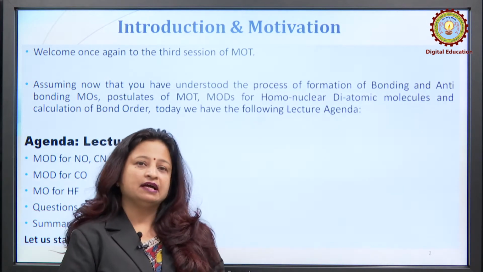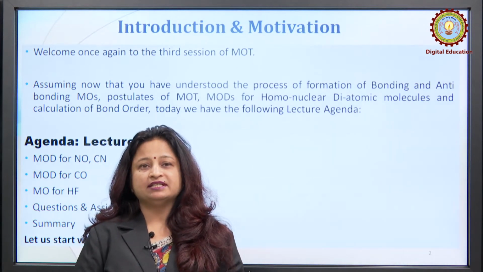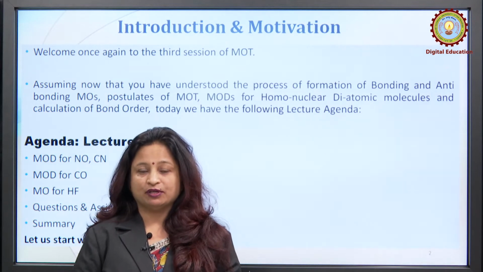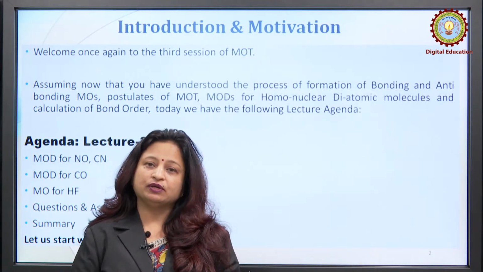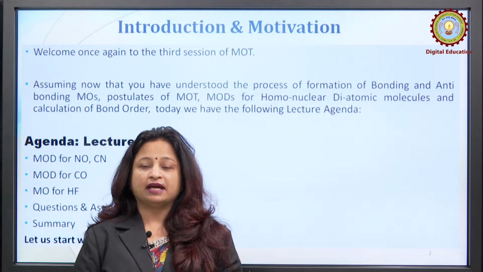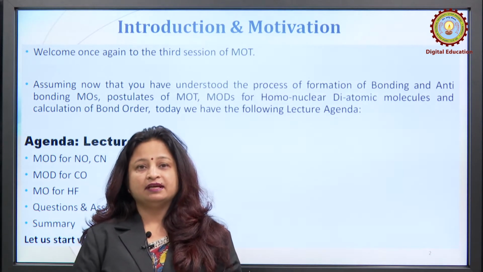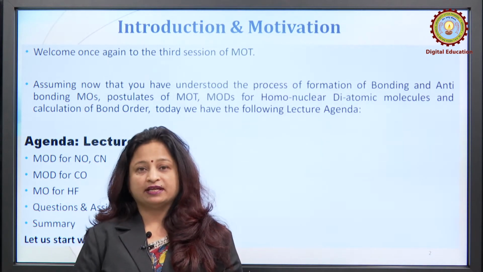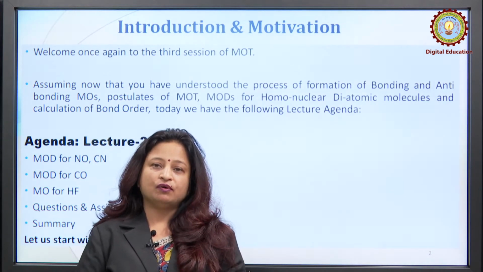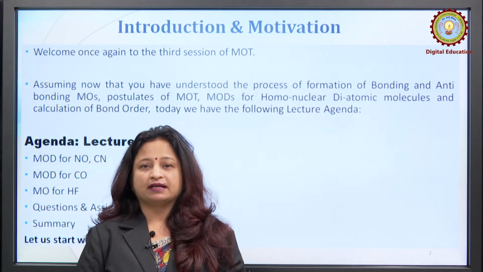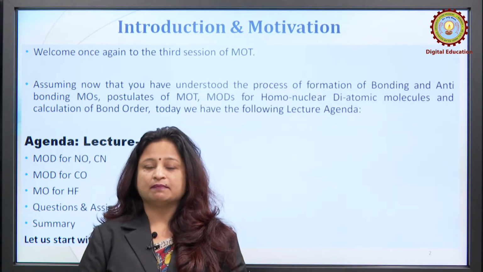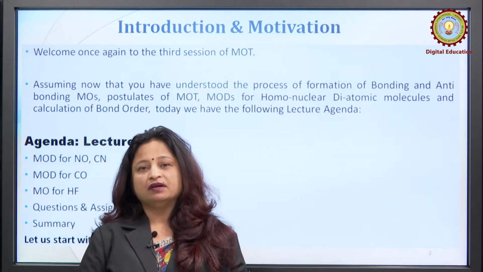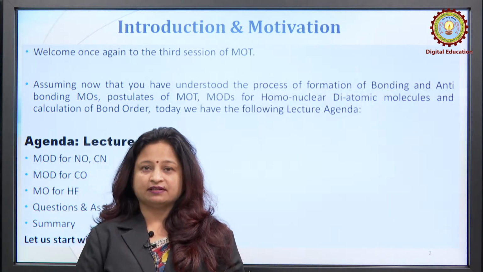You can see here that this lecture would contain molecular orbital diagrams for various heteronuclear diatomic molecules. Amongst various heteronuclear diatomic molecules, it may be nitric oxide, NO, CN, and then CO. Along with that, we can cover the hydrogen fluoride, HF molecule. So, related to these molecular orbital diagrams, we would try to cover some questions and answers. Apart from that, at the end, we would be taking an overview of the entire session.